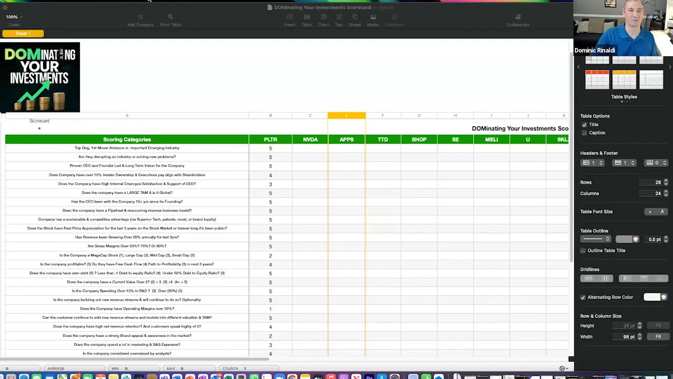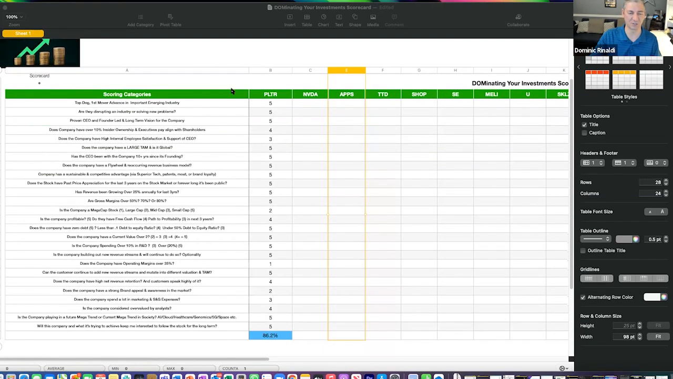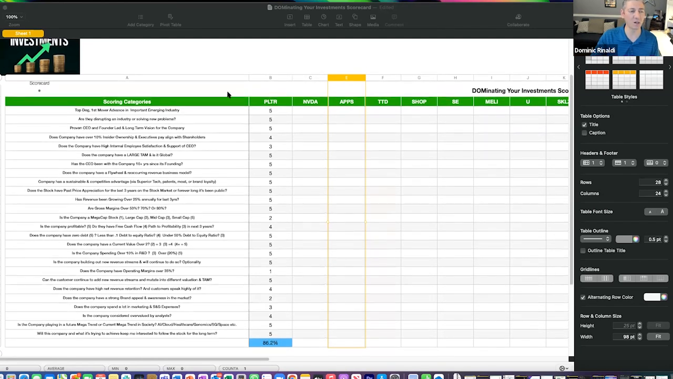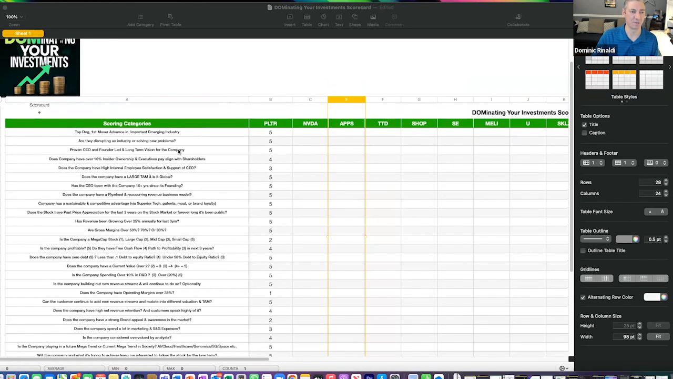So let's get started. I'm going to share my screen out here. All right. So this is the Dominating Your Investment scorecard. Still a work in progress, but it's getting closer to being fully complete. So in this prelim of how I score it today, we have these qualitative and some quantitative features that we look for, right? And so you can see here, I've already scored it, but let's go over what we've scored it and why.